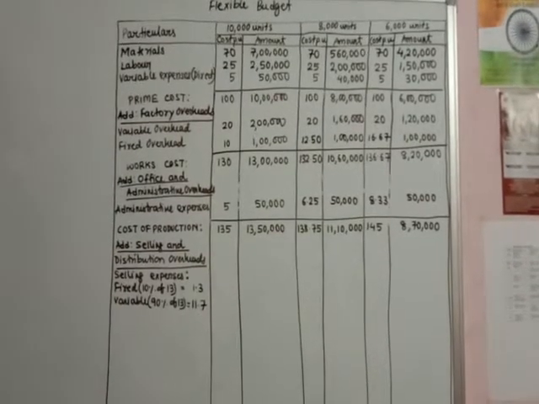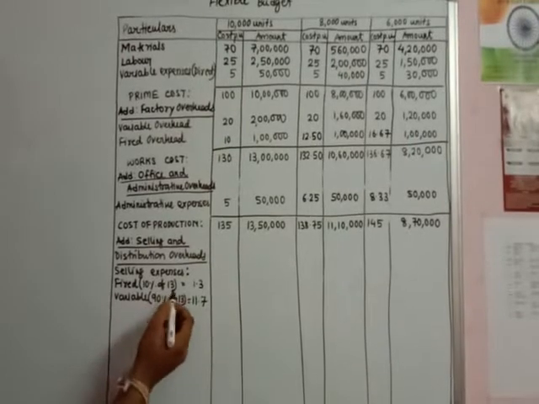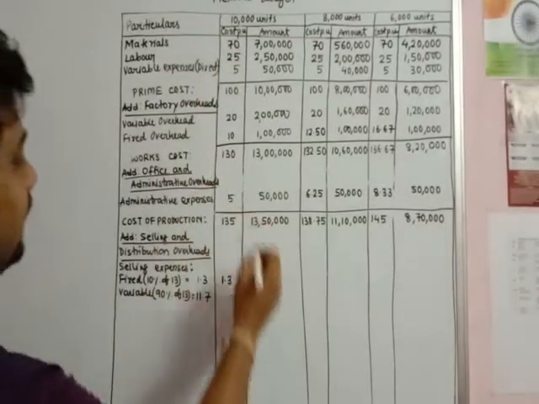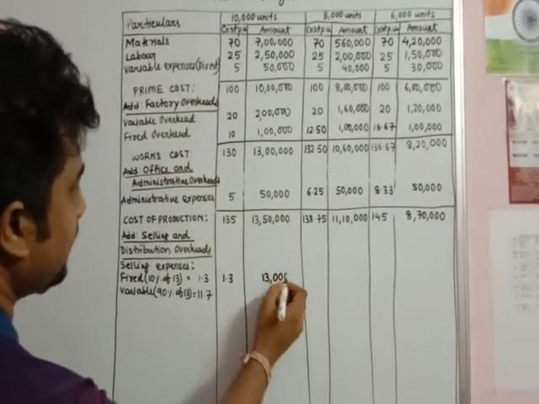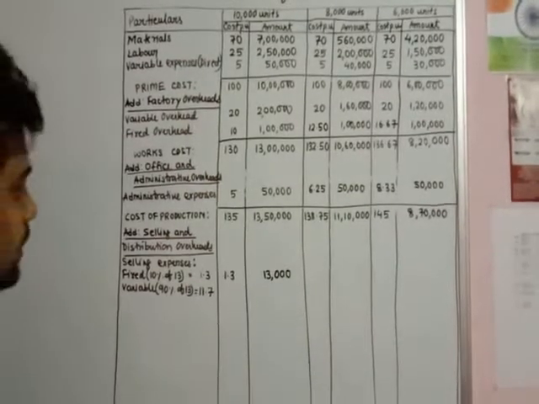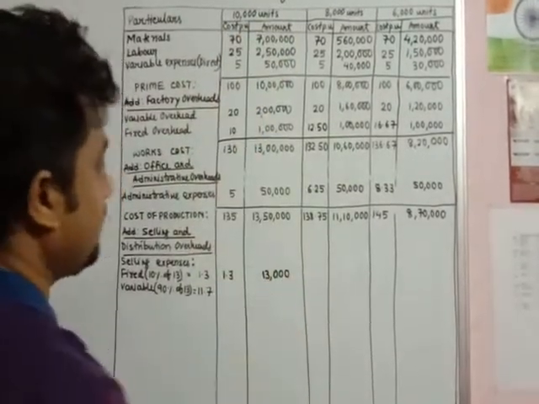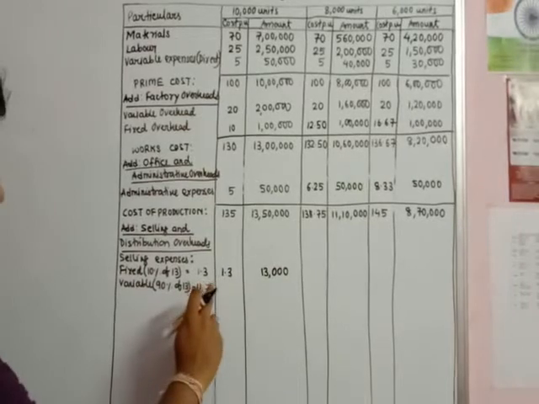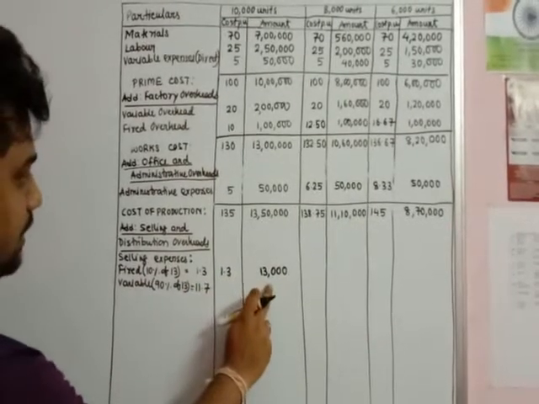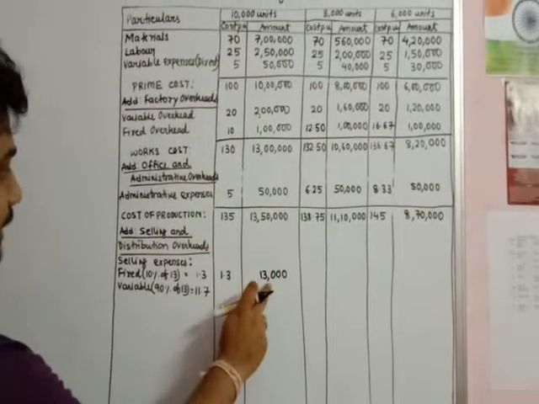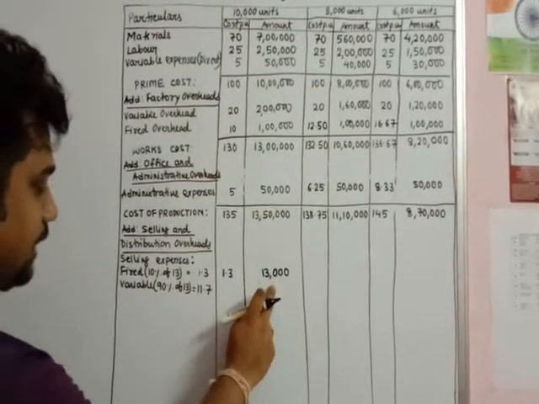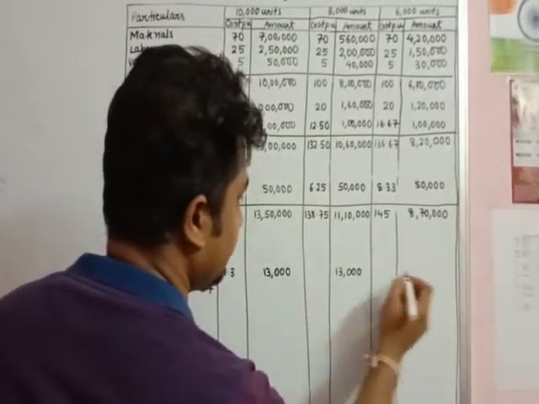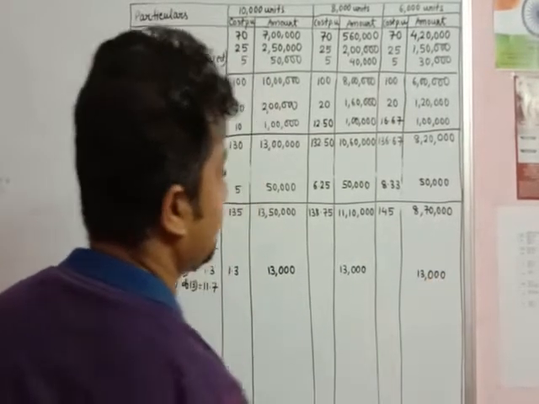Now see how we will treat this. If you take 1.3, that is fixed. 1.3 into 10,000 is 13,000. In this question, we have been provided information with regard to 10,000 units. For 10,000 units, the fixed portion is 1.3 per unit and the total amount comes up to be 13,000. Since this is the fixed portion, this 13,000 will remain constant at all levels. Here also you have 13,000, and here also you have 13,000.